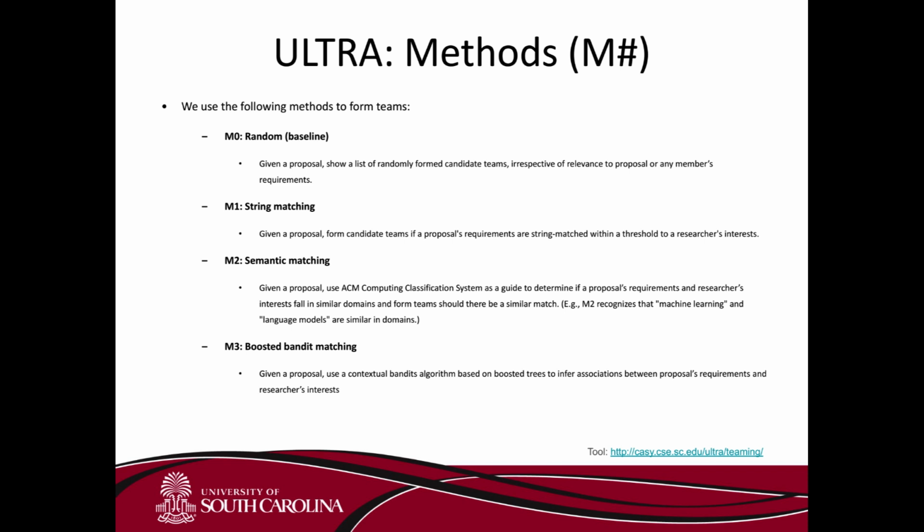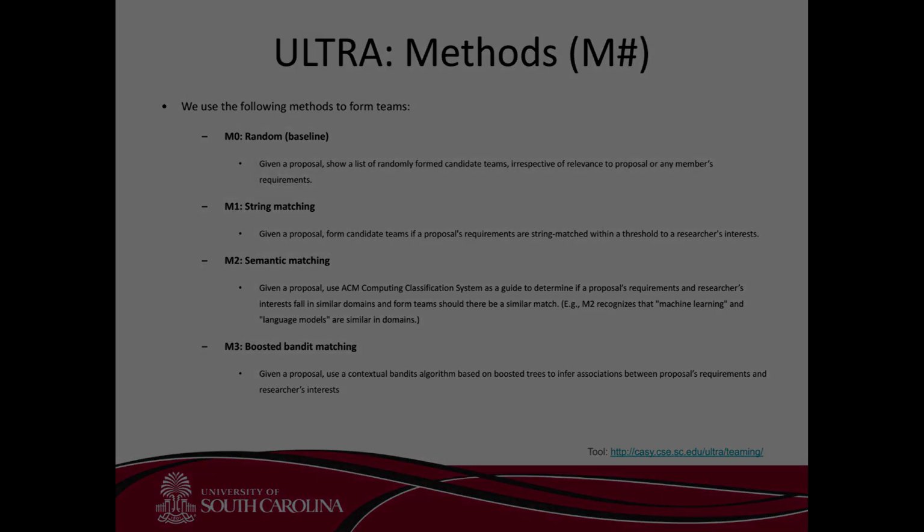The third method, M2, is semantic matching, where we consider an ontology classification from ACM to determine if 2 interests have any broader similarity than just string matching. For instance, the keyword learning can also fall under artificial intelligence. While M1 would not be able to distinguish this difference, M2 will. The final method, M3, is boosted bandit matching, where we use a contextual bandits algorithm for relational domains based on relational boosted trees to determine the best fit researchers for a given proposal.